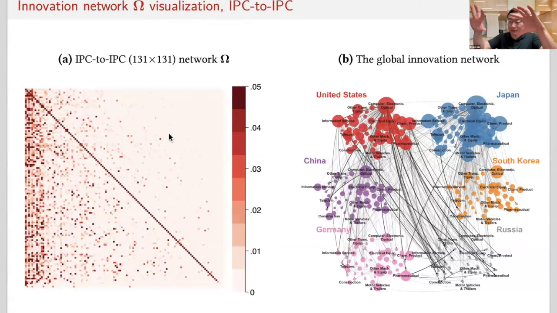At the country sector to country sector level, US and Japan have the most number of patents. And the distinction is US creates a lot of spillovers to other economies. Japan is relatively isolated, doesn't cite others as much, doesn't get cited as much.